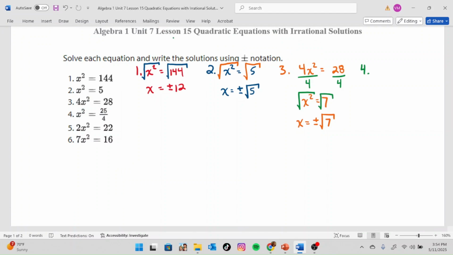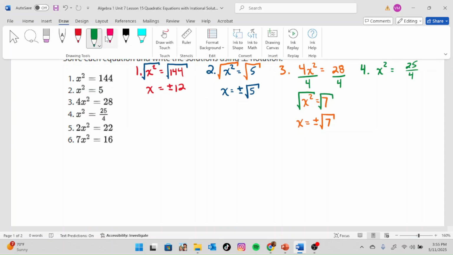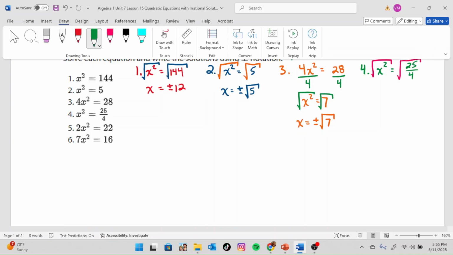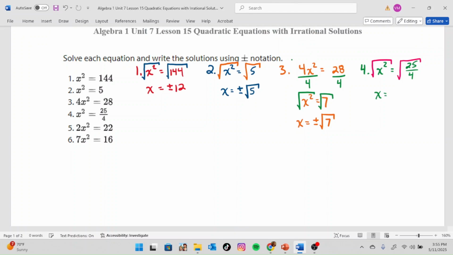Number 4. We have x squared equals 25 over 4. Again, the opposite of squaring something is taking the square root. So we're going to take the square root of both sides to keep it equal. Taking the square root of a square cancels out and leaves us with x. Now on the right, when we take the square root of a fraction, what you can really think of it as doing is taking the square root of the numerator on top and then the square root of the denominator on bottom.